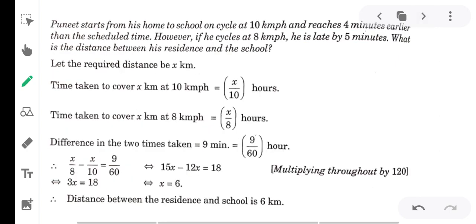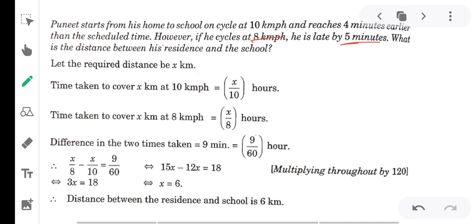Clear? Next example. Punit starts from his home to school on a cycle at 10 km per hour and reaches 4 minutes earlier than the scheduled time. However, if he cycles at 8 km per hour, he is late by 5 minutes. Okay, that means the difference between them is 9 minutes.